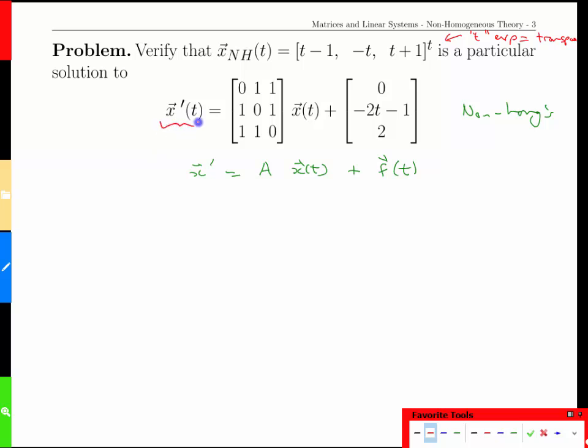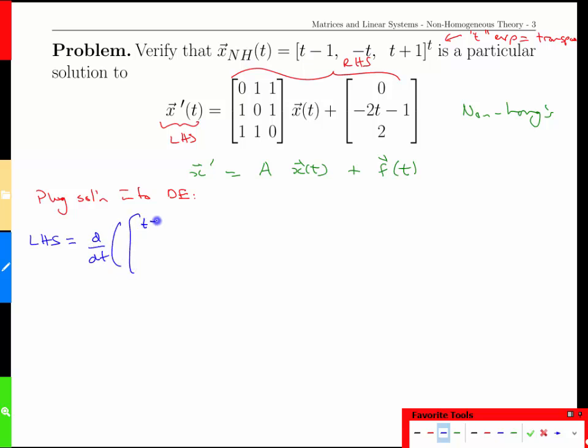All right, so now we have a differential equation again. We have a left-hand side and we have a longer right-hand side. And what we're going to do is verify a solution. So we're going to plug our solution in and see what it equals on the left-hand side and right-hand side. On the left-hand side, we get the derivative of, here I'll write it out as a column vector, t minus 1, negative t, and t plus 1. And take the derivative of each term individually. That gives us 1, negative 1, and 1.